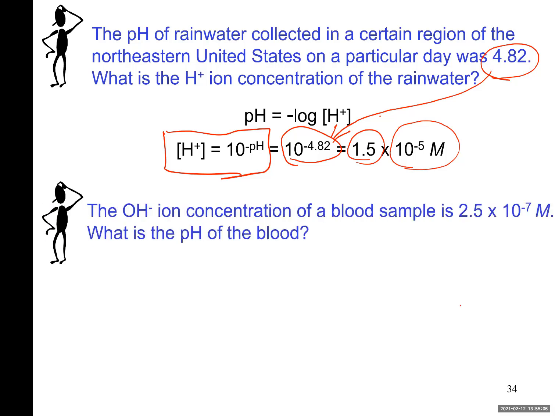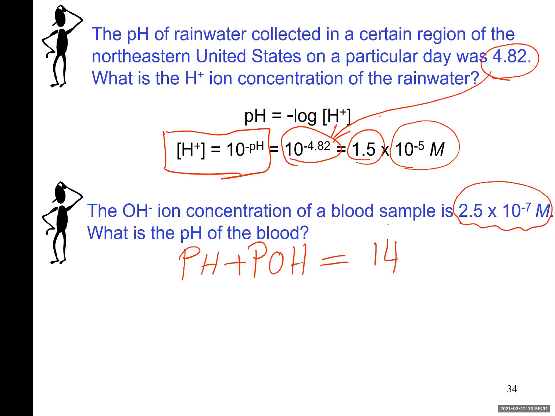Okay, let's do another example. The OH minus ion concentration of a blood sample is 2.5 times 10 to the minus 7 mole per liter. What is the pH of the solution? Well, guys, do you remember that pH and pOH are related together by this equation? And this is at room temperature.